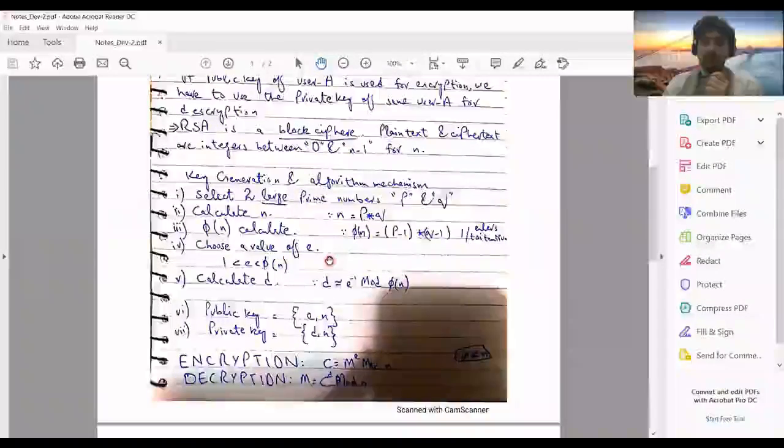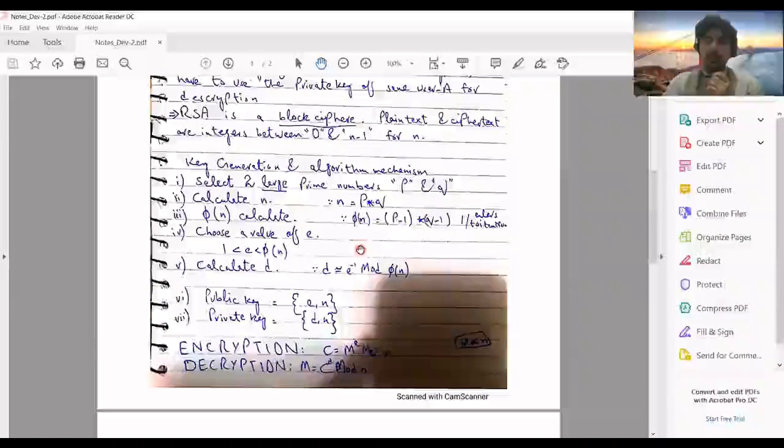Then we choose a value of e. When choosing e, there are two things to keep in mind. First, it has to be greater than 1, and then it has to be less than the value of phi of n that we calculated. It can be any such number. Let's suppose phi of n is 32, then e can be 31, 30, but not 0 or minus 1.